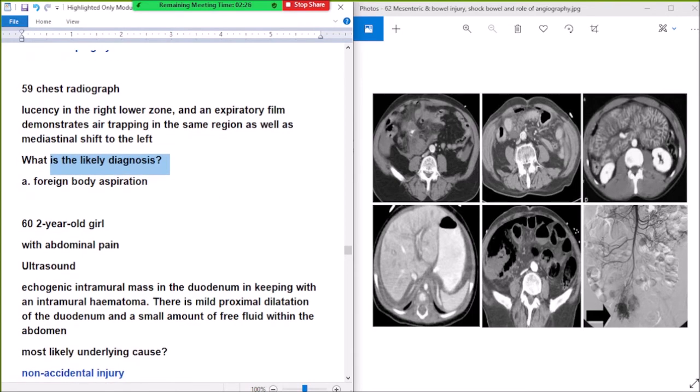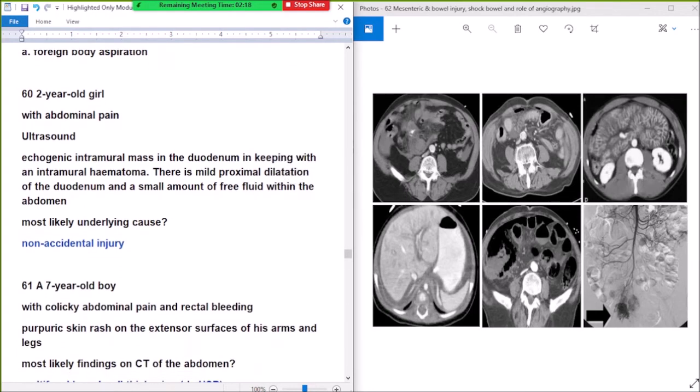59. There's air trapping and lucency in the right lower lung zone. Question number 60. 2-year-old girl, abdominal pain. Ultrasound shows an echogenic intramural mass in the duodenum, in keeping with intramural hematoma. There's mild proximal dilatation of the duodenum and a small amount of fluid within the abdomen, most likely cause non-accidental injury.